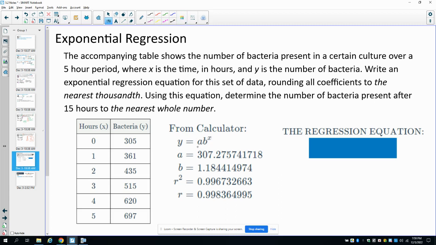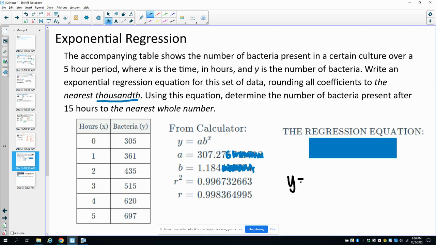These are the numbers that you got in your calculator. It's giving you the equation, which is A times B to the X, and it gives you A and B. This one said round all coefficients to the nearest thousandth, which means 3 decimal places. So I'm going to ignore these, and this rounds the 5 up to a 6 since the next digit is 7. For this one, the 4th decimal place is a 4, so we leave it.